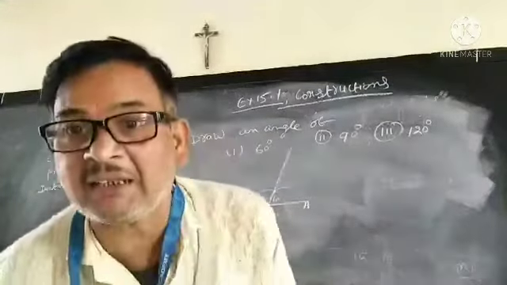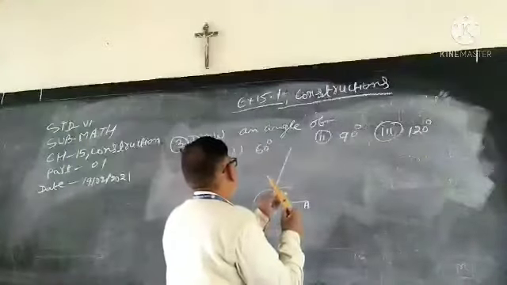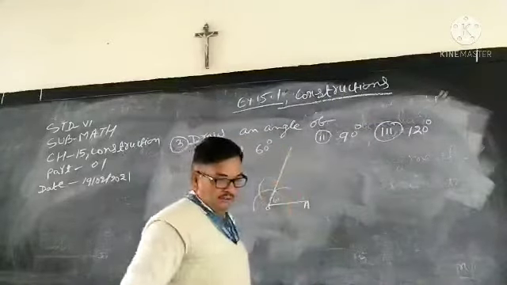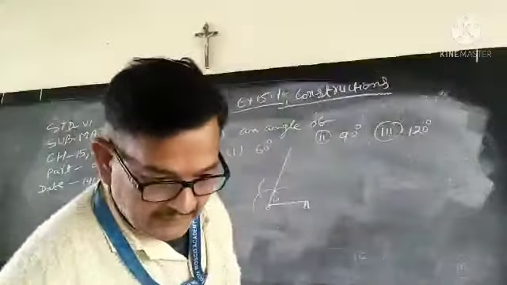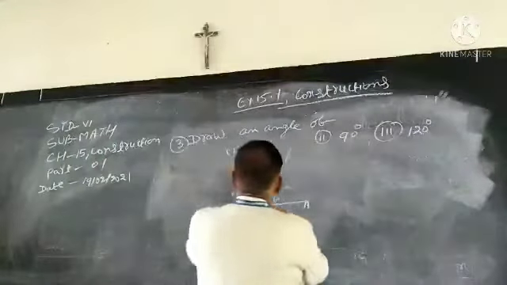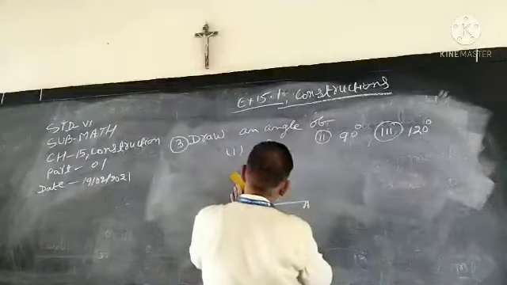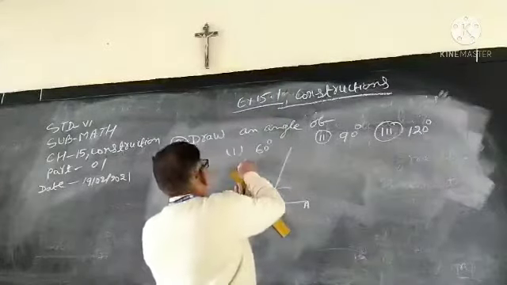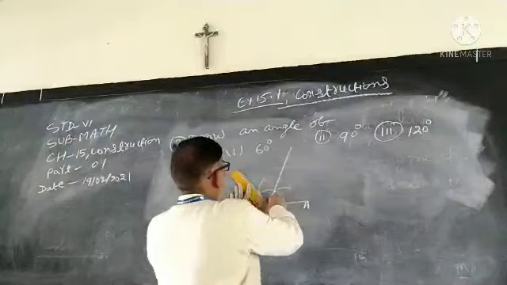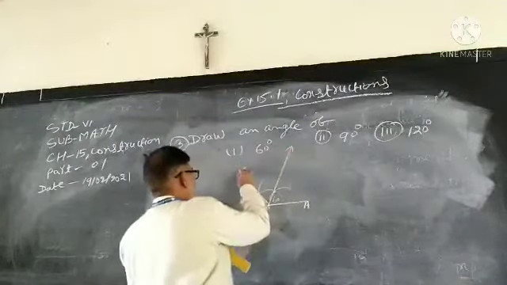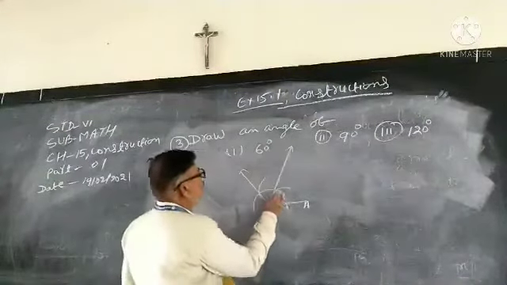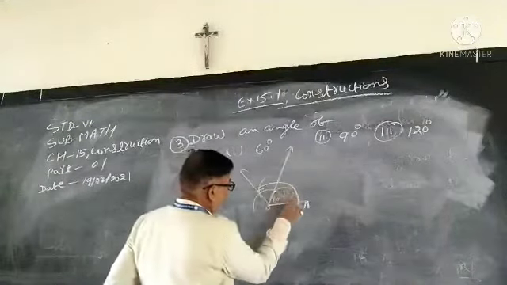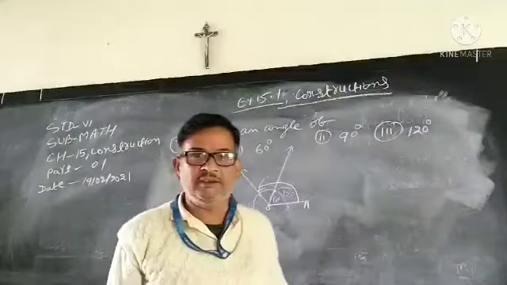Now with the same arc, it will not increase or decrease. If it will cut another, it will come 120 degree. Make this point 120 degree. This arrow sign is here also. It is your 120 degree. Now the whole from here to here, it is 120 degree.